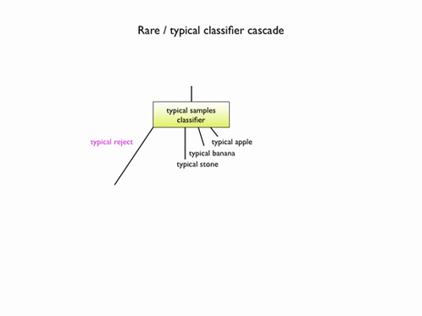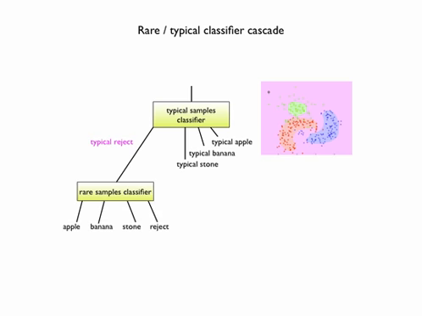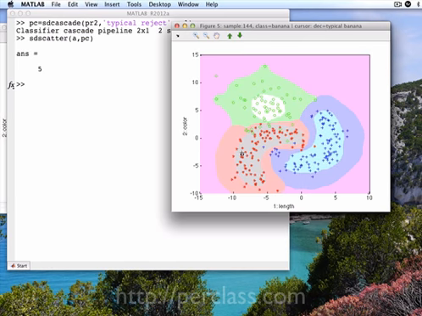Let's now combine both classifiers together in a cascade. We first apply the classifier that detects the samples with strong evidence. The examples rejected by this classifier, the typical reject, will be passed to the second classifier. These are the cascade decisions. We don't like this color?